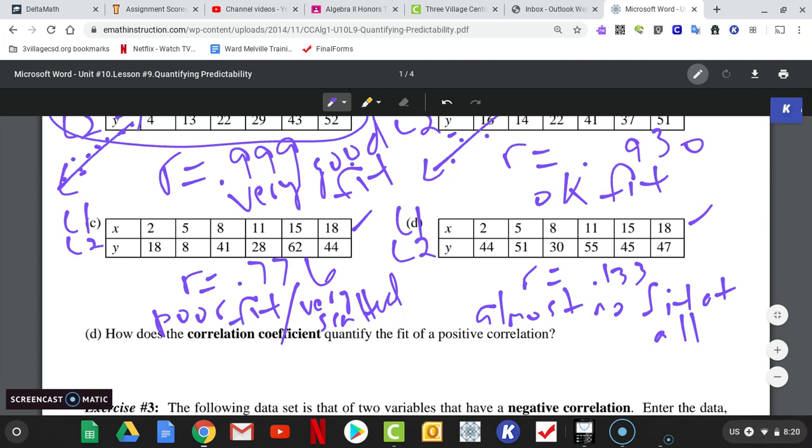All right. D, how does the correlation coefficient quantify the fit of a positive correlation? Well, if you're noticing the trend here, the better the linear fit, the closer the value is to 1. 1 is the key number here. The closer to 1, the better the fit. The poorer the fit, the closer the value is to 0, just like in letter D here.